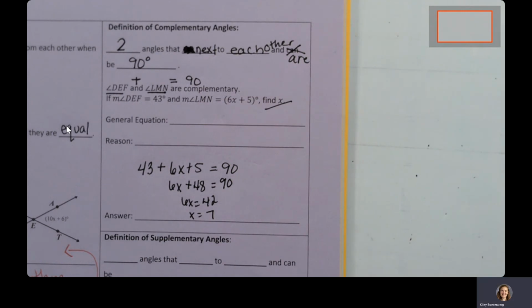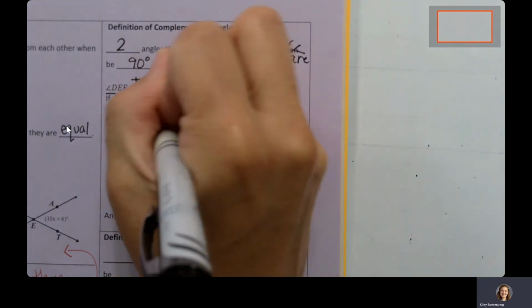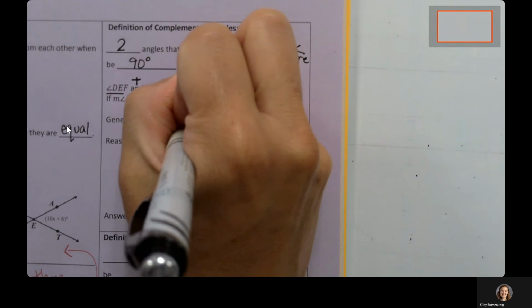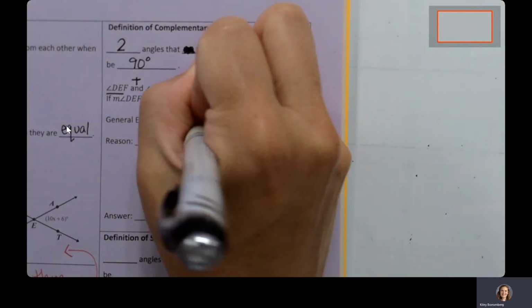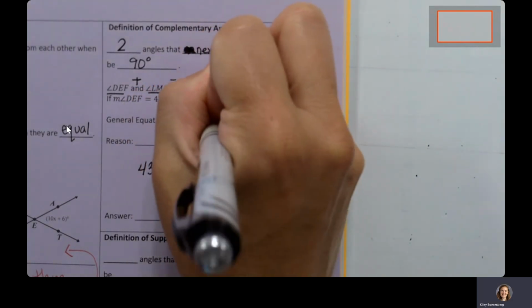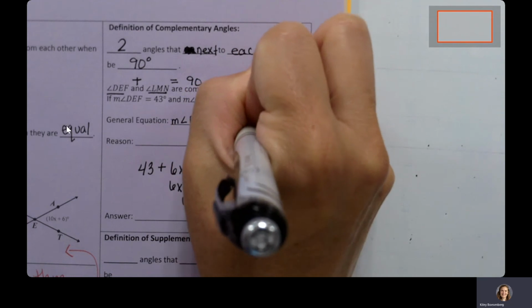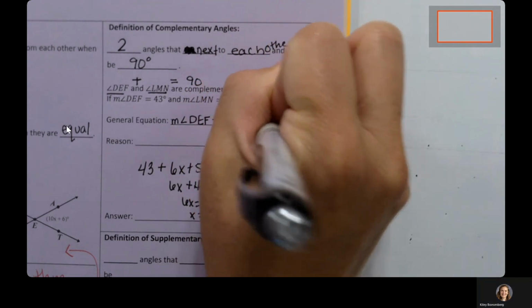What's my equation and what's my reason? My equation is right here. It's angle DEF plus angle LMN equals 90. That's your equation. It's right there from that first line. It's that same thing. And then my reason. Okay, so let's get the equation in here. Measure of angle DEF, which comes right from that first line, plus measure of angle LMN, equals 90 degrees.